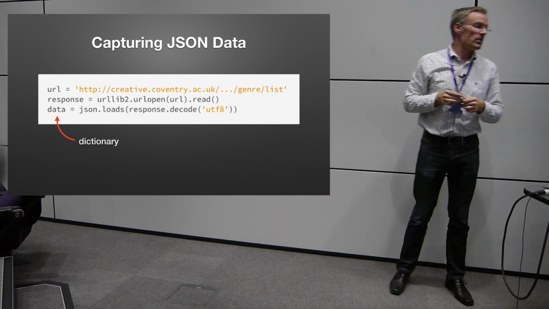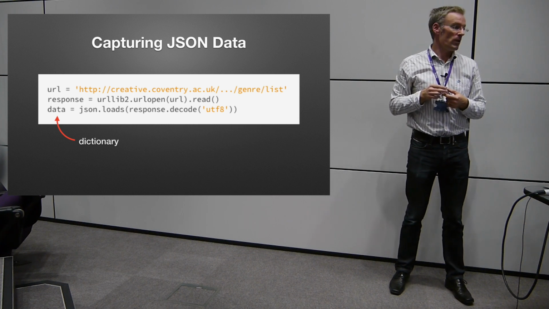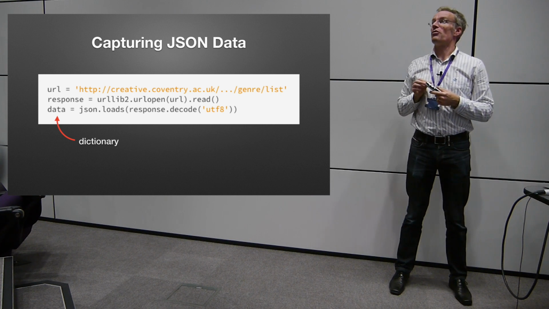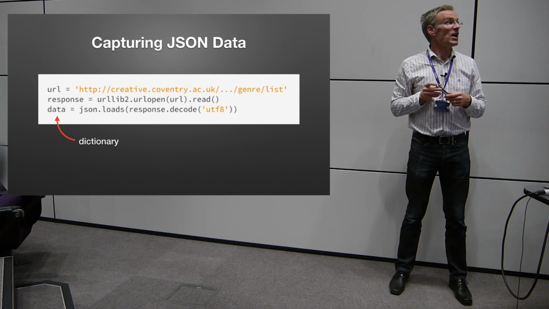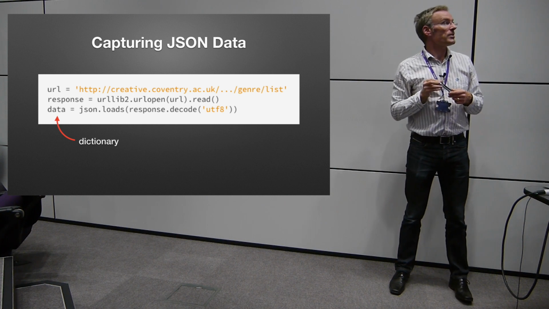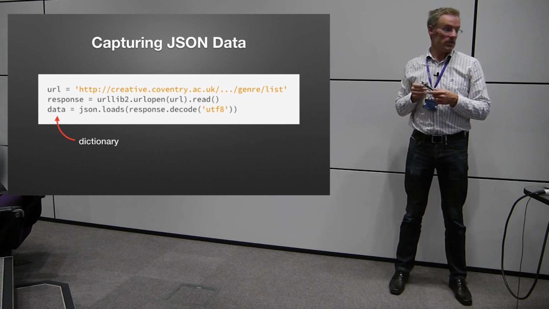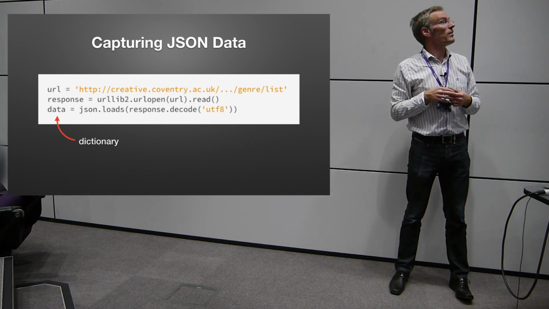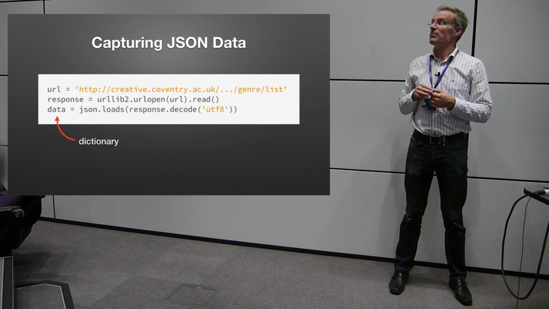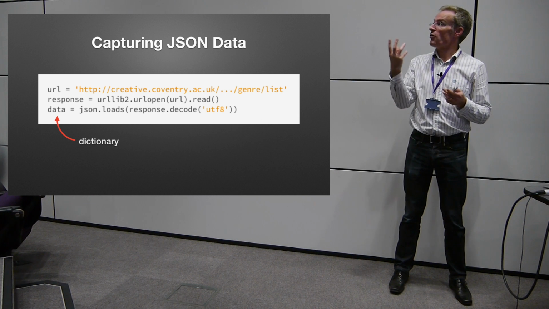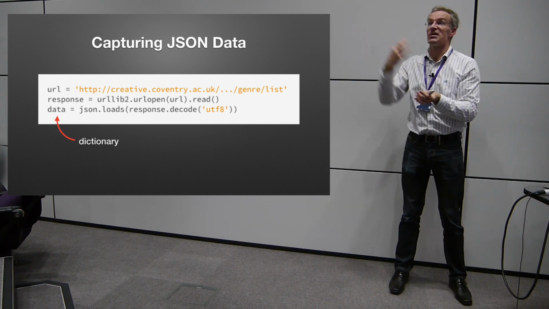I use the urllib2 to open it and read it into the variable called response, which is a string variable. And then I use the JSON library to decode it into a dictionary. So data is actually a dictionary which contains all the information from that feed. Okay? It is one dictionary, that one variable contains all the information that's in that response, in that data that's come back.